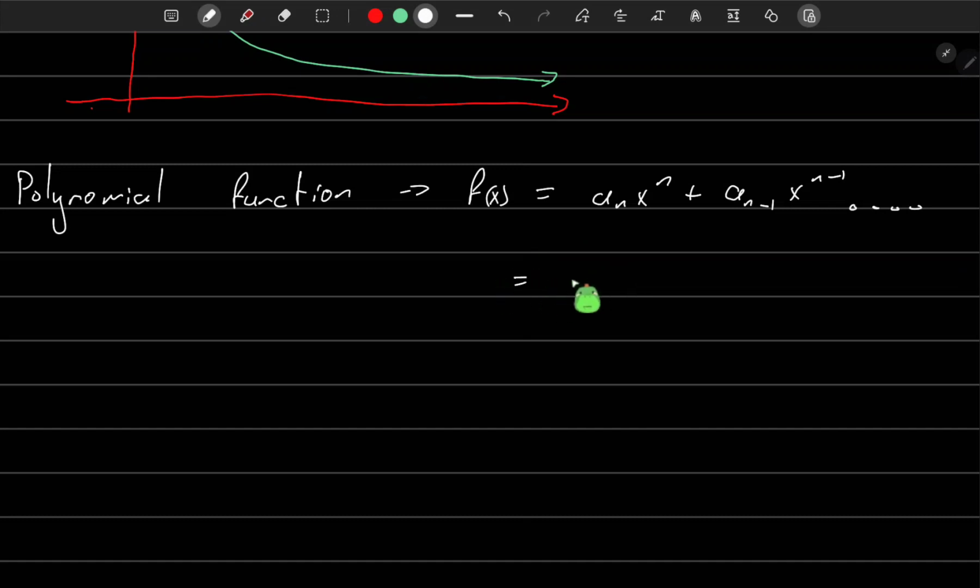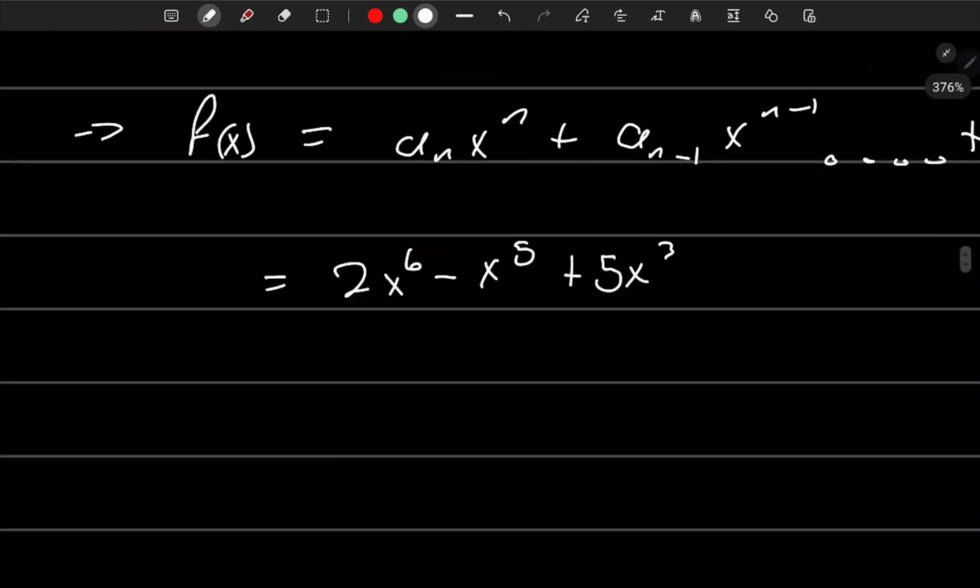We have some sort of function f of x is equal to, let's say for example, 2x to the power of 6 minus x to the power of 5 plus x, or you can even say 5x to the power of 3, and as it goes, with some constant at the end, right? So we're going to get to some constant at the end. We're going to say plus some constant a with an n. So this is some terrible writing here. Let me just fix that.